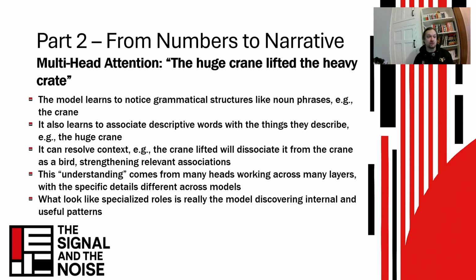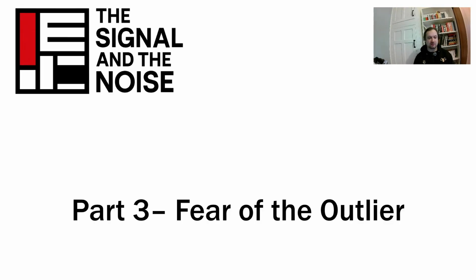So for example, the huge crane. Huge is understood to be descriptive, and it can resolve context. So "the crane lifted" will dissociate from the crane as a bird, strengthening the relevant associations within the attention matrix and from the training data. This sort of what appears to be understanding comes from many heads working across many layers, with the specific details differing across models.